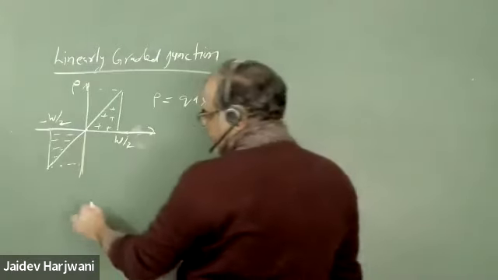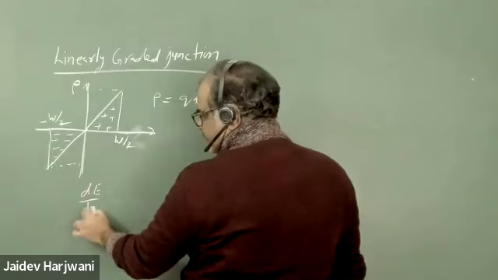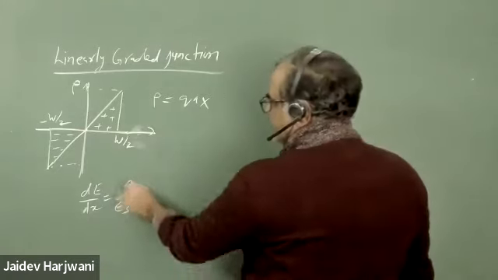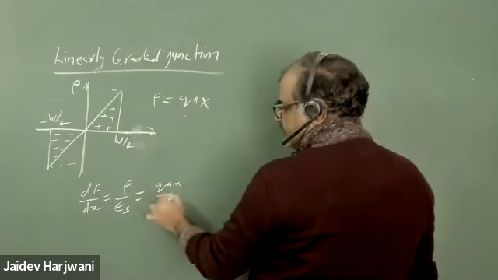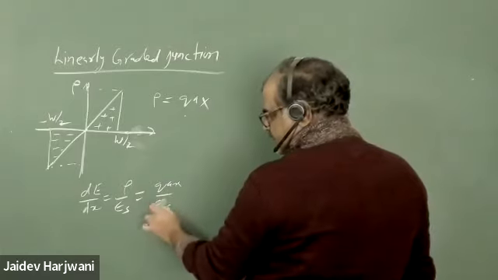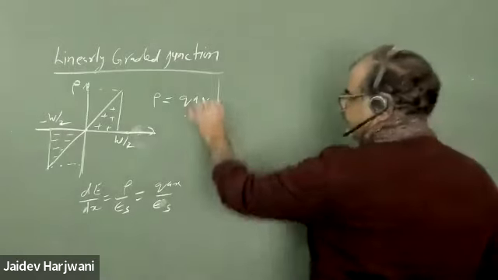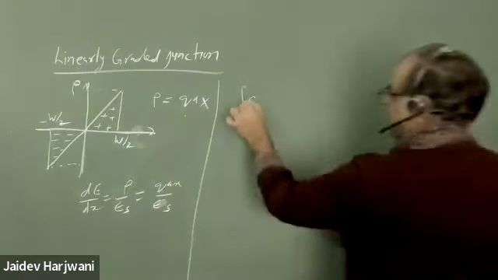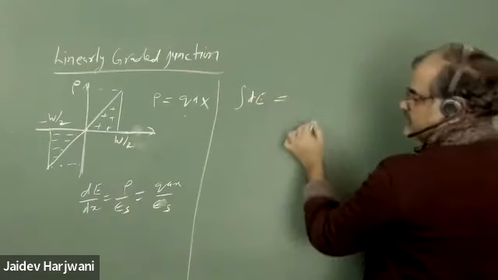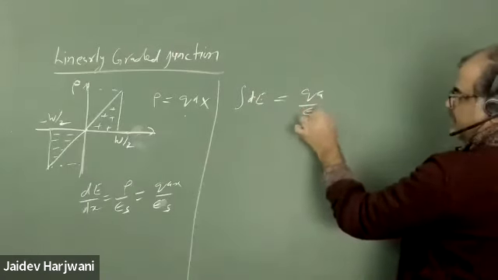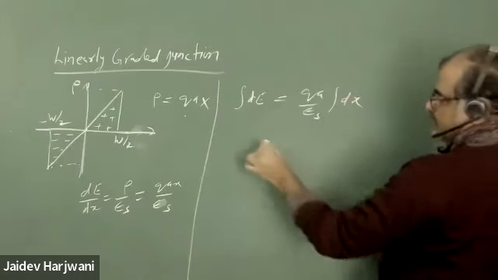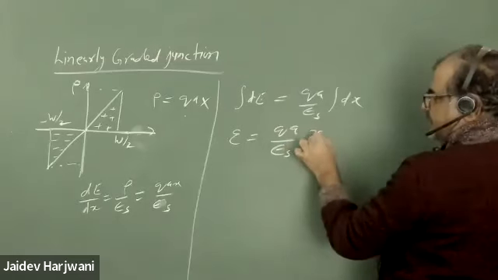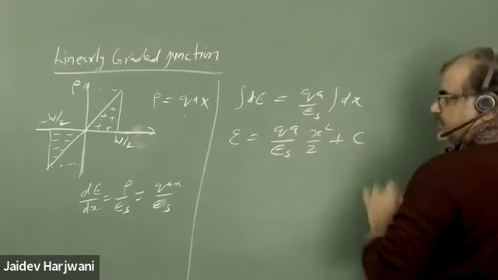So electric field can be calculated by your Poisson equation, dE/dx equals rho upon epsilon_s. Now rho is given already, it is q a x upon epsilon_s. If you want to calculate electric field, you can just integrate: dE equals q a upon epsilon_s x dx. So E will be q a upon epsilon_s, x square by 2 plus C.